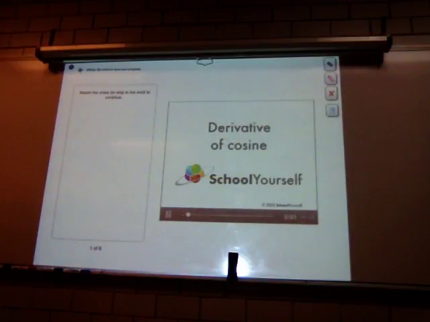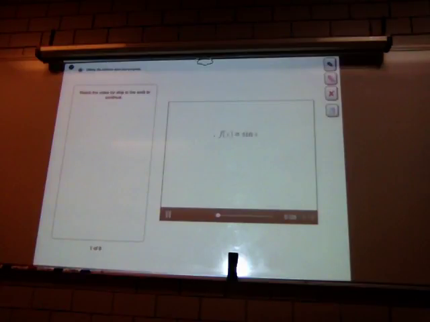In this tutorial, you'll find out what the derivative of the cosine function is. But first, do you remember what the derivative of sine x is? If f of x equals sine x, what's f prime, or the derivative of f?